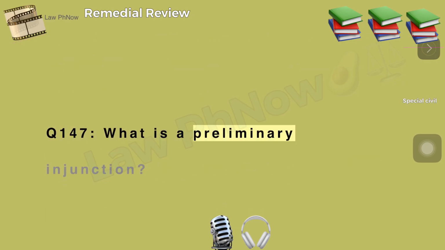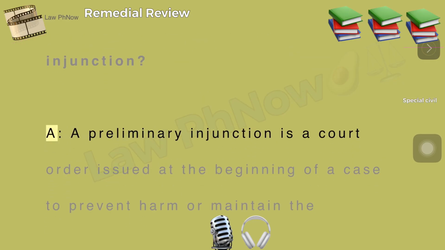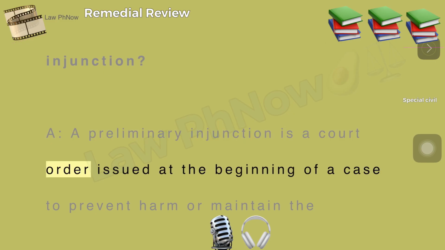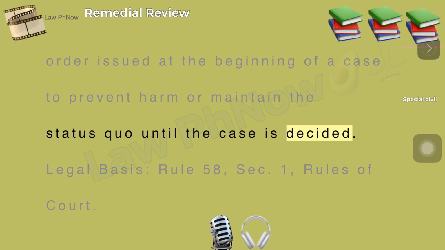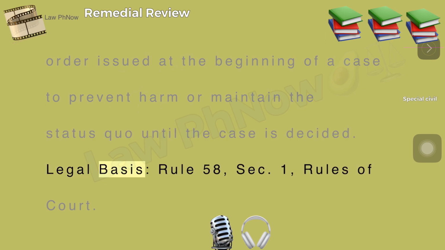Q147. What is a preliminary injunction? A. A preliminary injunction is a court order issued at the beginning of a case to prevent harm or maintain the status quo until the case is decided. Legal basis, Rule 58, Section 1, Rules of Court.